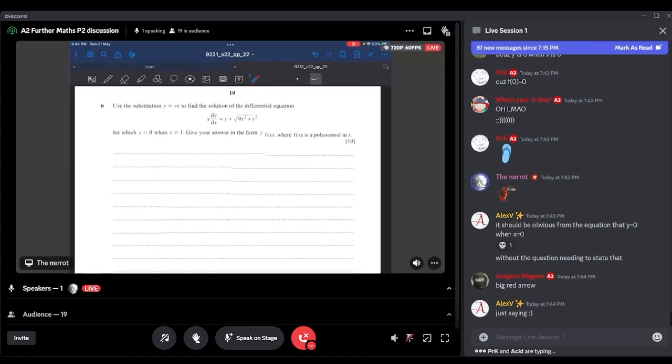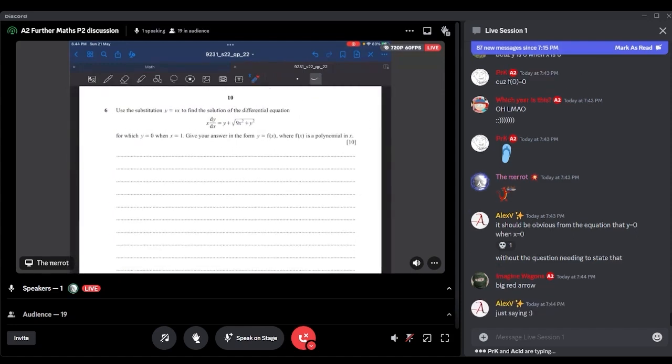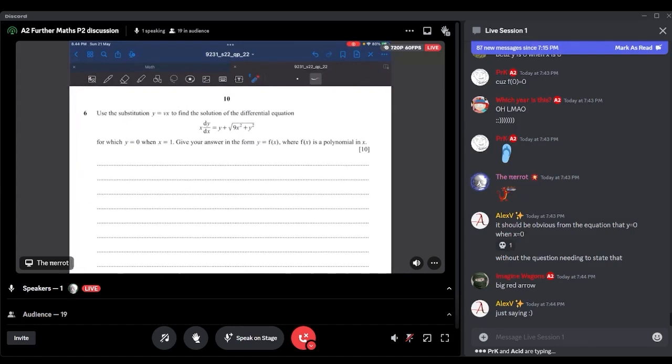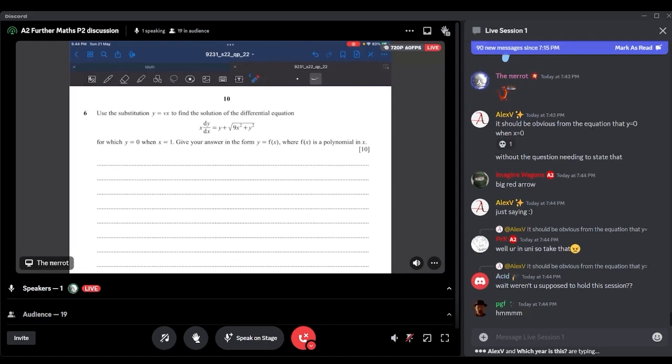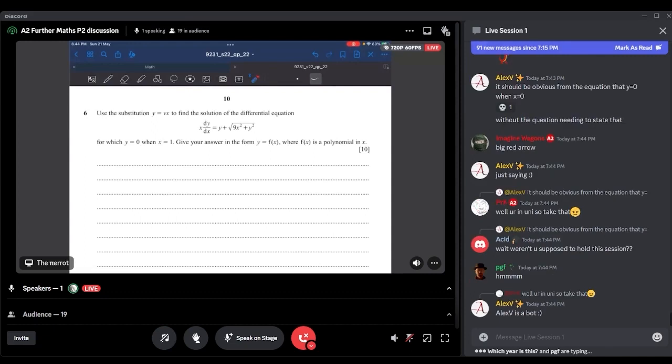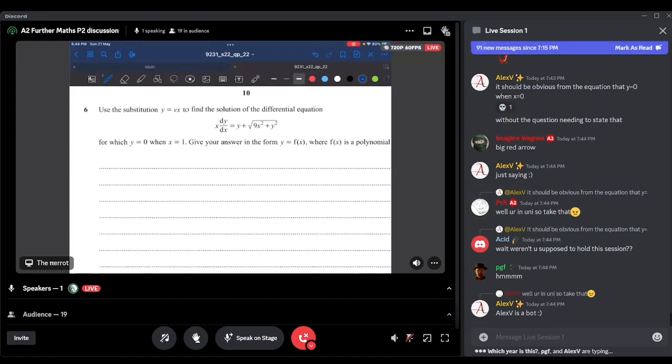Okay, now this one's 10 marks. Use the substitution y is equal to vx to find the solution of this differential equation. And it's given that y is 0 when x is 1. Give your answer in the form of y is equal to some function of x. It's so nice that you guys are given the substitution. It is very, very nice. It makes things very easy. So, but let's appreciate that.